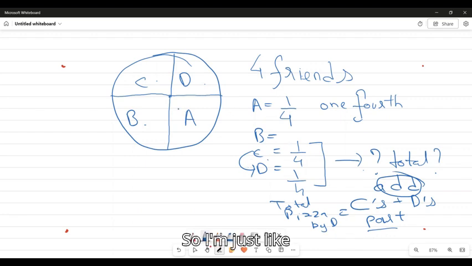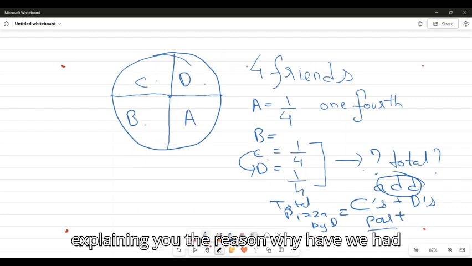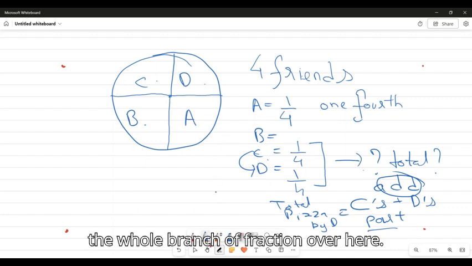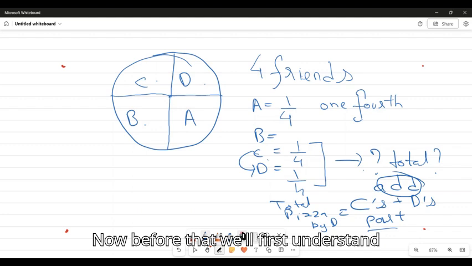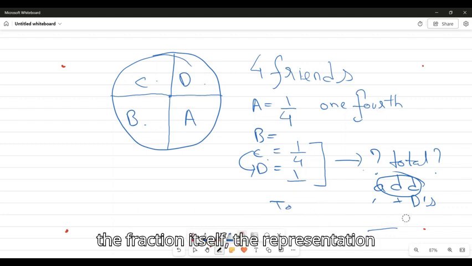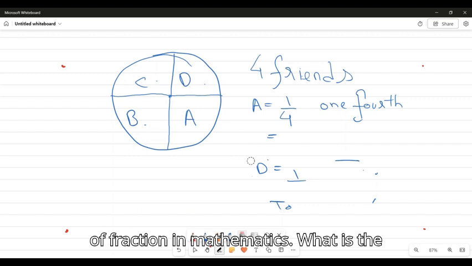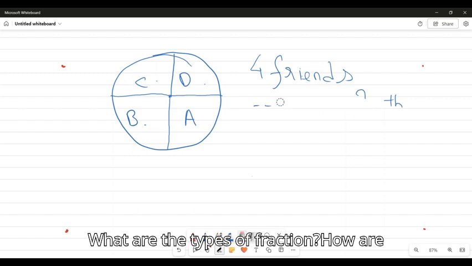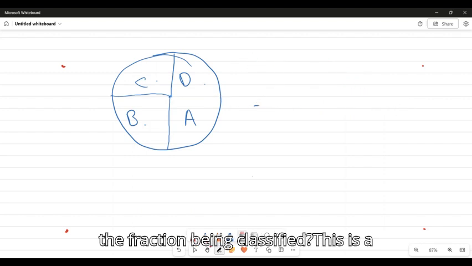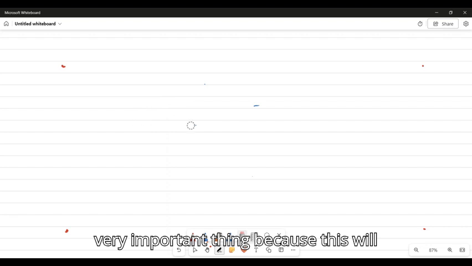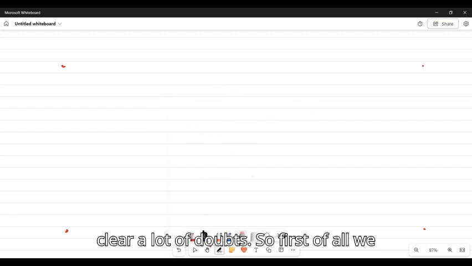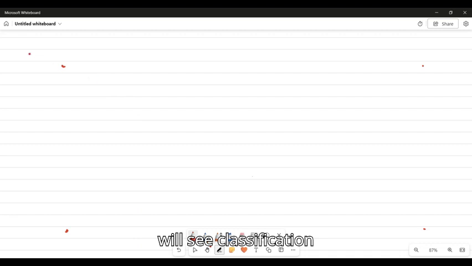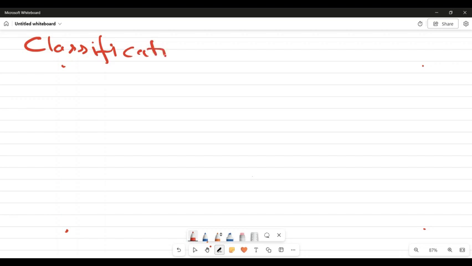So I'm just explaining to you the reason why we have the whole branch of fractions over here. Before that, we'll first understand the fraction itself, the representation of a fraction in mathematics. What is the top part called, what is the bottom part called, what are the types of fractions, how are the fractions being classified. This is a very important thing because this will clear a lot of doubts. So first of all, we'll see the classification of fractions.